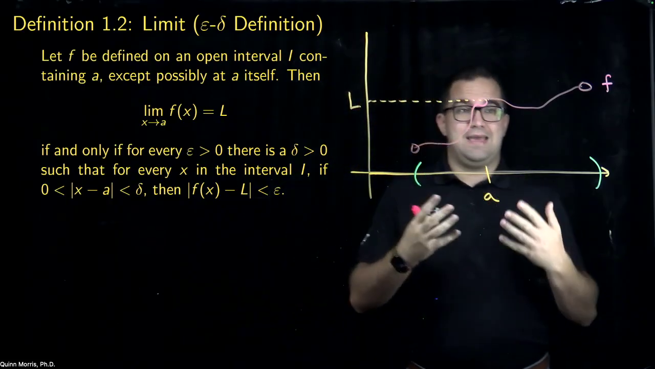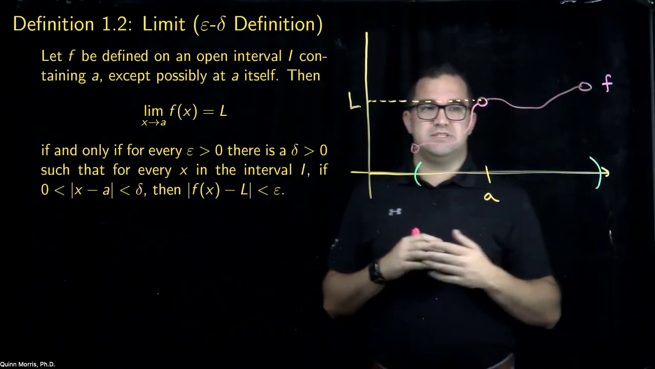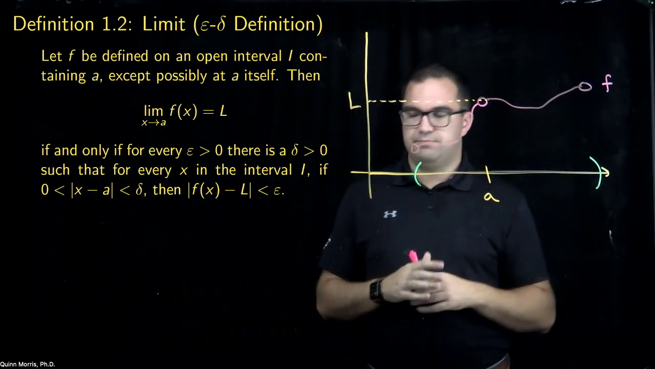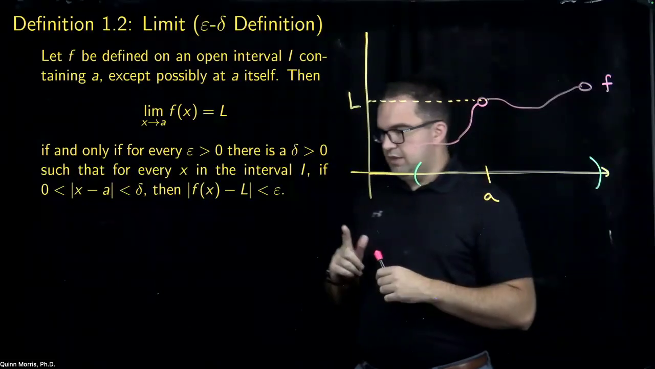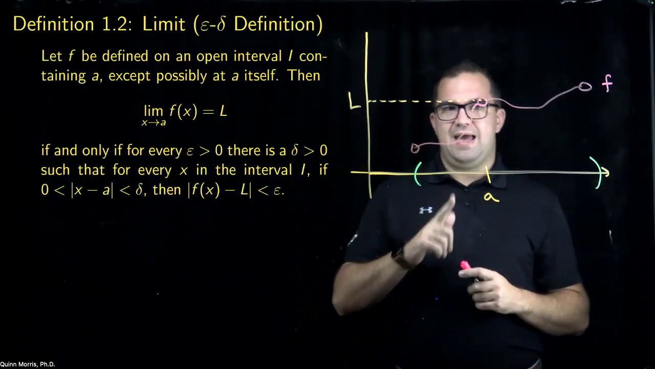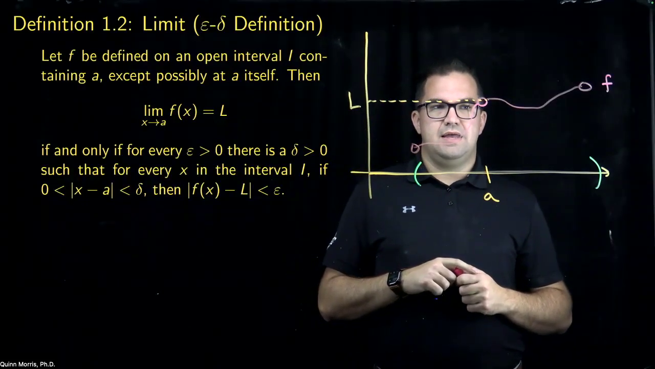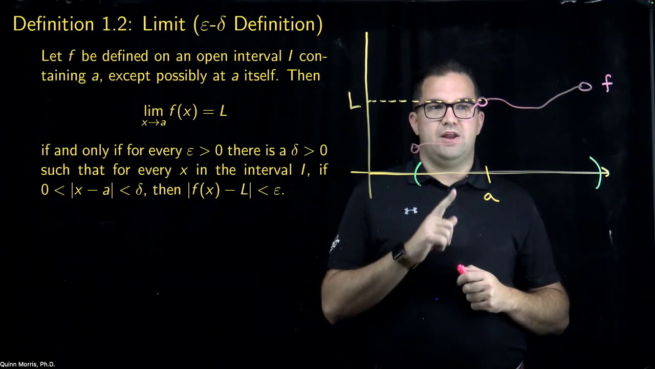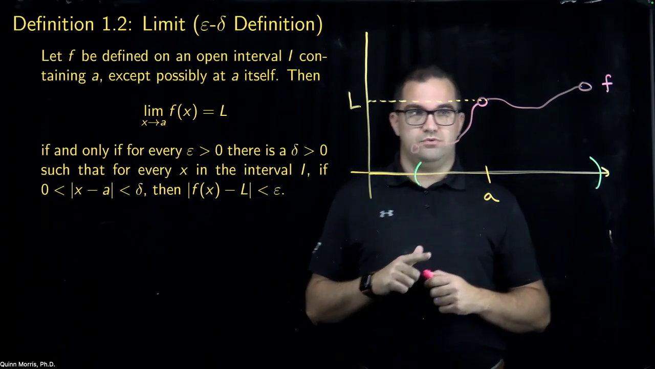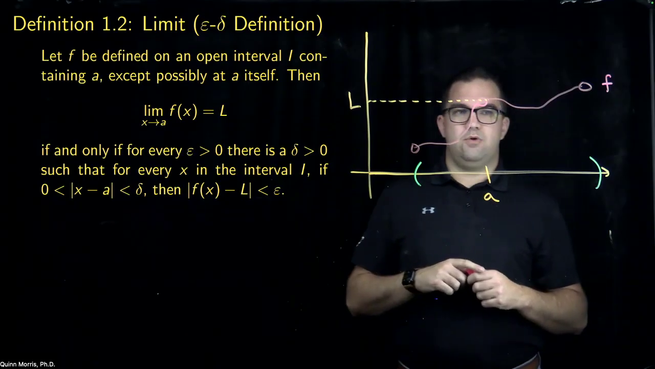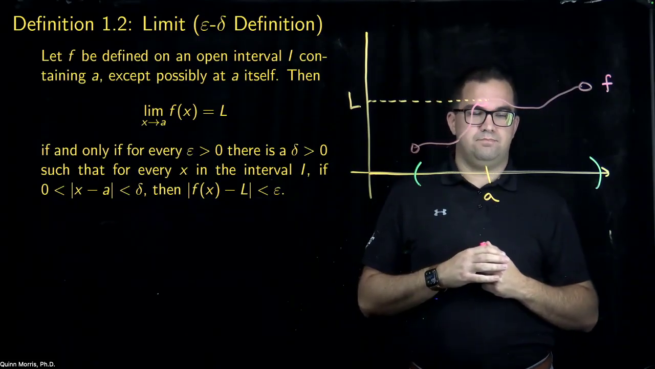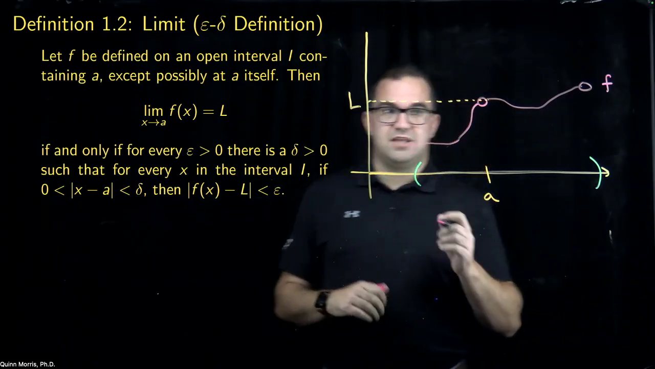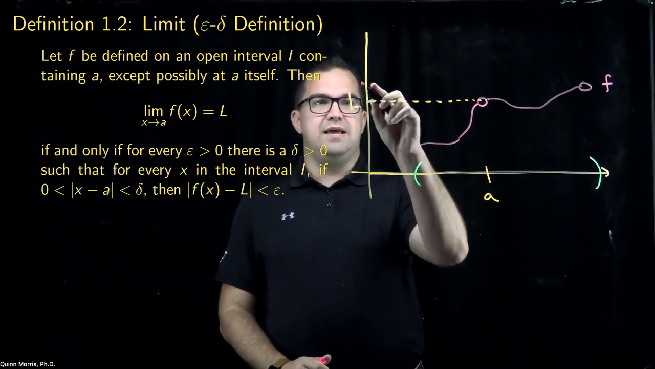So you claim that the limit as x approaches a of this function is L. And I say, okay, great. If the limit's actually L, then I'm going to challenge you to get all of your function values within, say, 1/10 of L. That's like taking my epsilon to be 1/10.